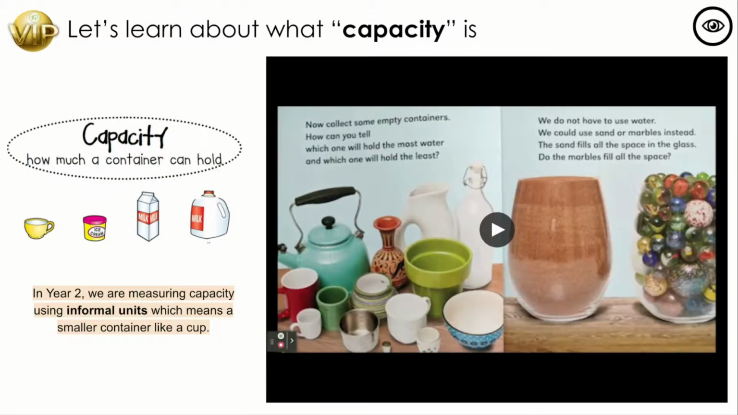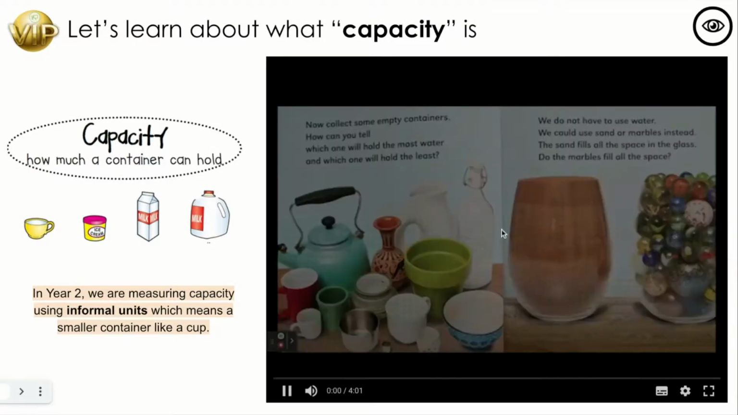In year 2, we are measuring capacity using informal units, which means like a smaller container, which could be a smaller cup. We're not measuring using millilitres or litres in year 2. That will come later. So we're using informal units such as different sized containers to measure capacity. Let's read this story.